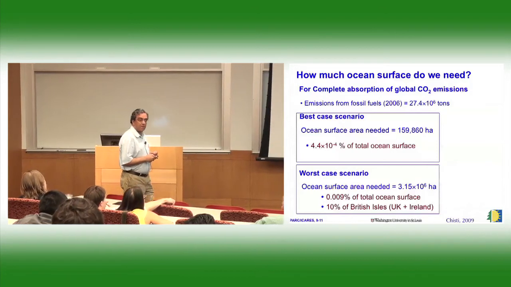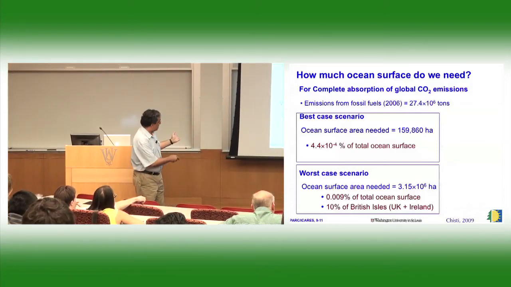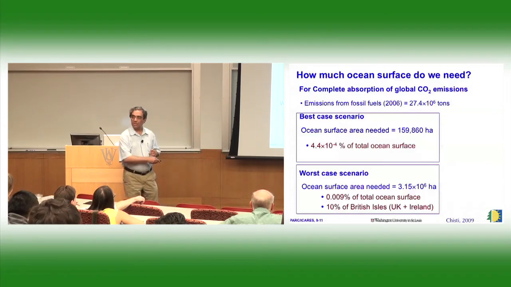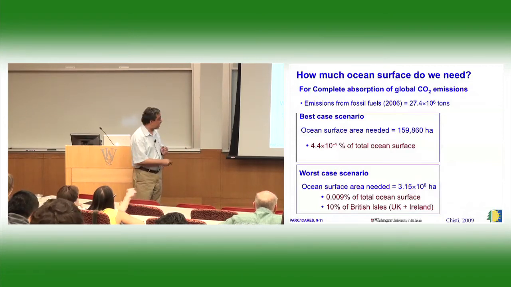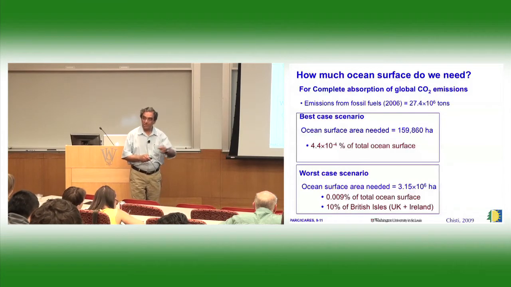And since Chisti was originally trained in the UK, he takes the UK, and that's good. We can look at that and we can get some idea. 10% of the British Isles, UK plus Ireland. But we are talking about the entire planet, all of the mapping. So that's not a big number.